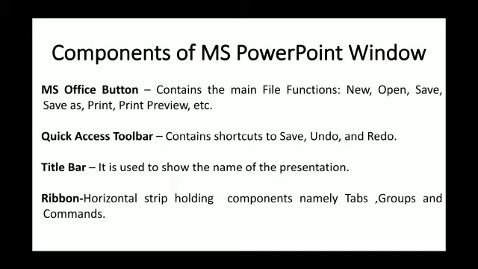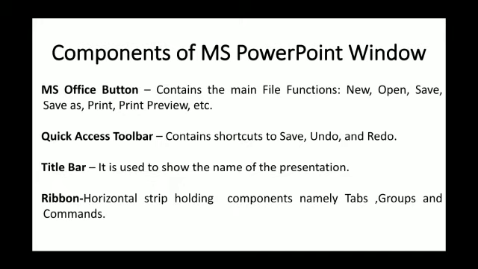Next, the quick access toolbar. Okay, you have already seen it, it is on the screen. It contains shortcuts to save, undo and redo. Often-used options you can put in the quick access toolbar. You can add or remove those options through this quick access toolbar.